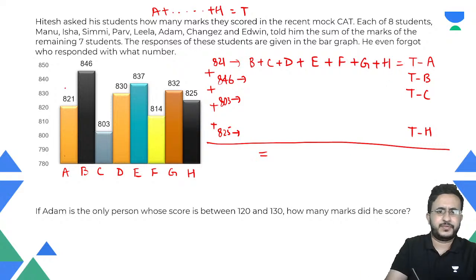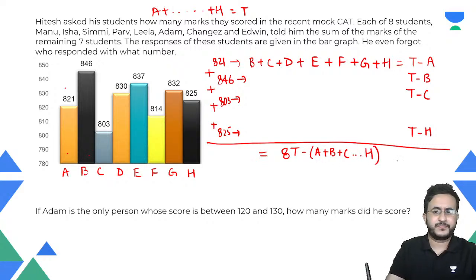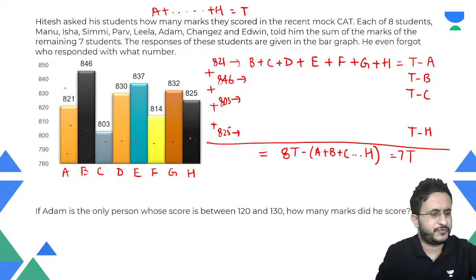how many times will T come? 8 times. So 8T minus (A plus B plus up to H). Now this thing itself is T, that is the total marks. So the sum of the responses is equal to 7T. So ये जो total है, that will come as 7T. Now find the value of T. What is the value of T?